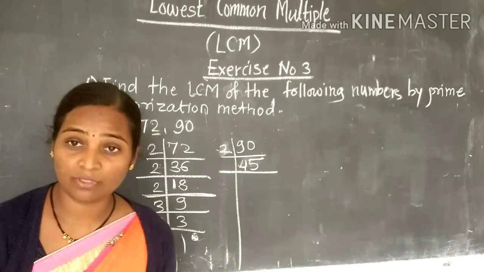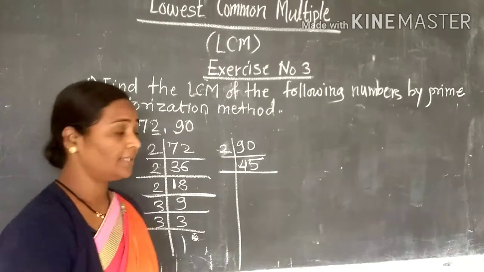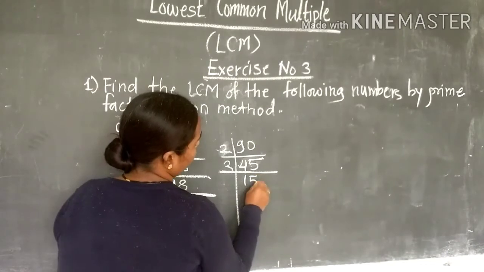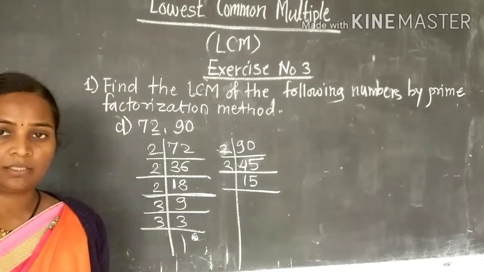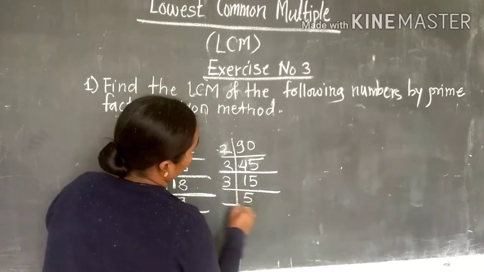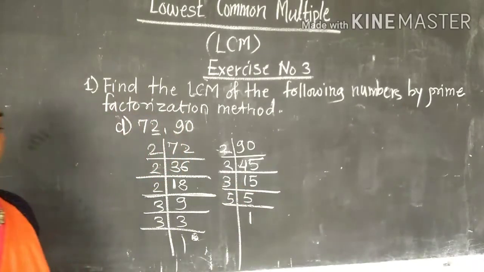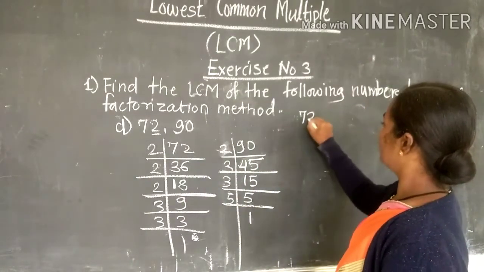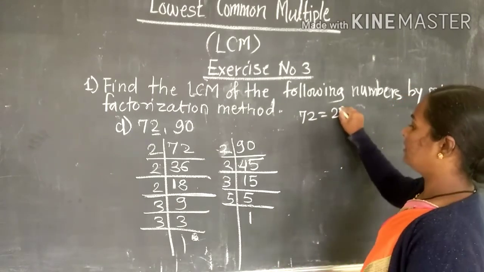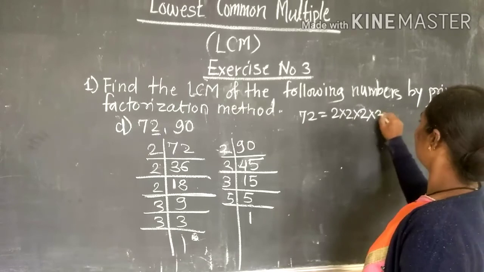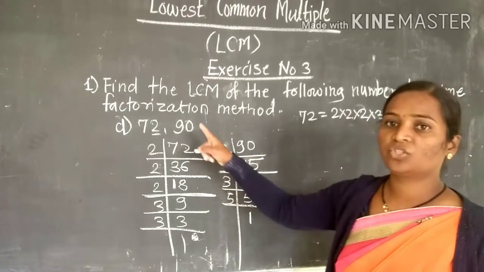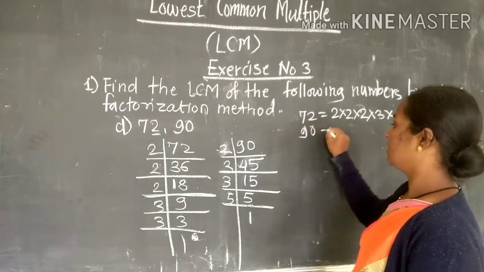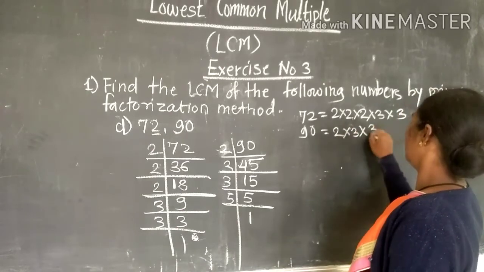Now we have 45, which means this number is divisible by 3. 3 1s are 3 and 3 5s are 15. Now you have to write down the numbers which are the common factors. For that you have to write for 72 all the factors: 2 into 2 into 2 into 3 into 3. These are the prime factors of 72. Now for 90, the prime factors are 2 into 3 into 3 into 5.